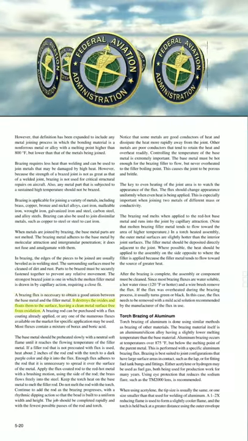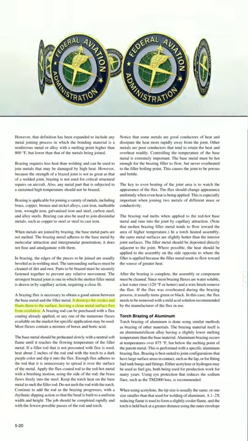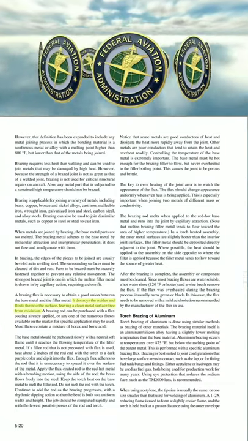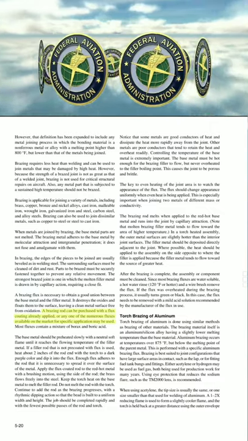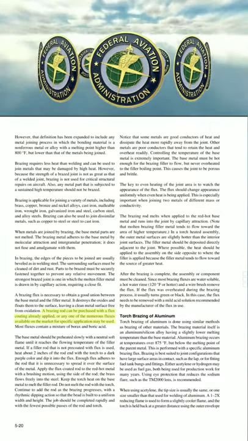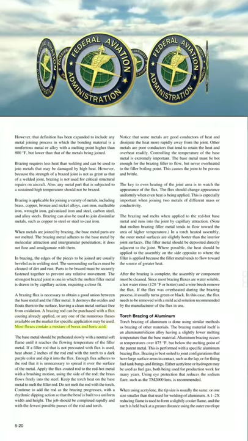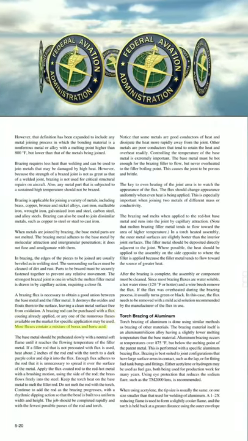It destroys the oxides and floats them to the surface, leaving a clean metal surface free from oxidation. A brazing rod can be purchased with a flux coating already applied, or any one of the numerous fluxes available on the market for specific application may be used. Most fluxes contain a mixture of borax and boric acid.